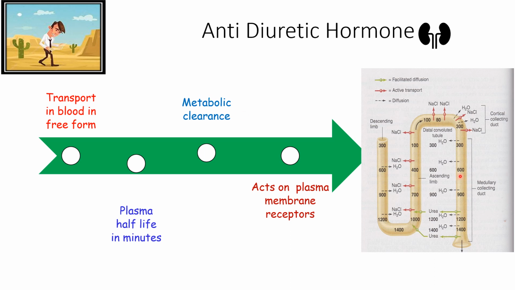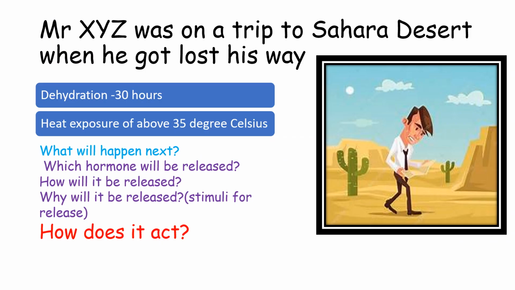And finally, they'll be acting here in the kidney, that is the collecting duct, and you can see here the cortical collecting duct, where there is reabsorption of the water. So we have covered what will happen next, which hormone is released, and how it will be released. Why it will be released, now we know it is linked to the plasma osmolarity. We are clear with that.